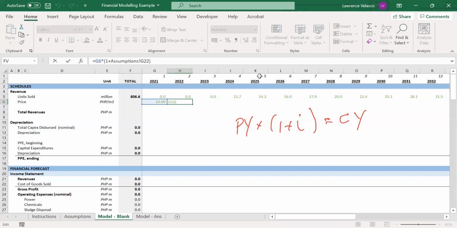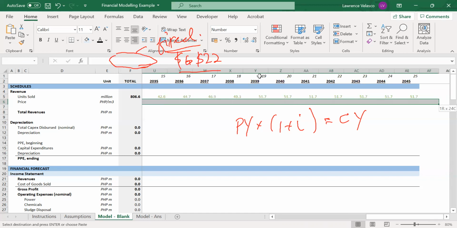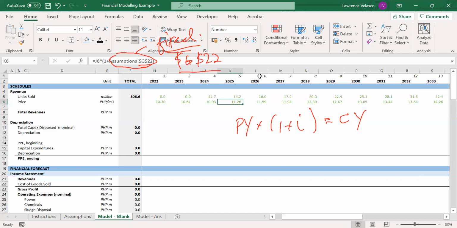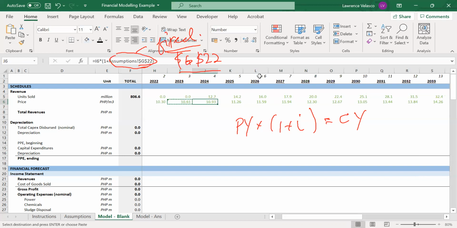I don't know if you know it. This assumptions G22, if you make it $G, $22, okay? Let's put dollar signs. $G, $22. What happens is that this portion becomes fixed. So when I drag it here, or copy-paste it like that, you'll notice the assumptions G22 doesn't change. If I don't put dollar signs, it will also move, and my formula will error. Because the assumption cell also moved.